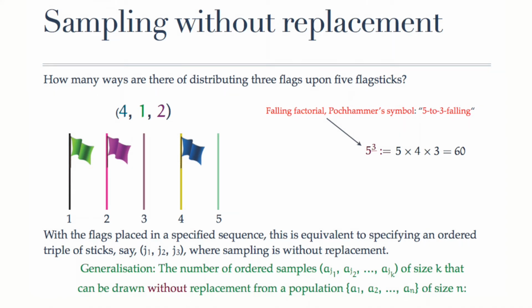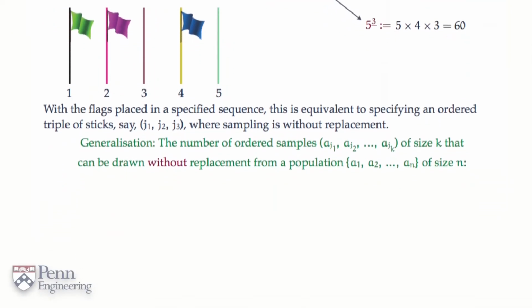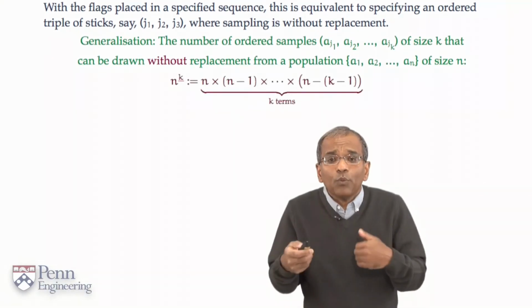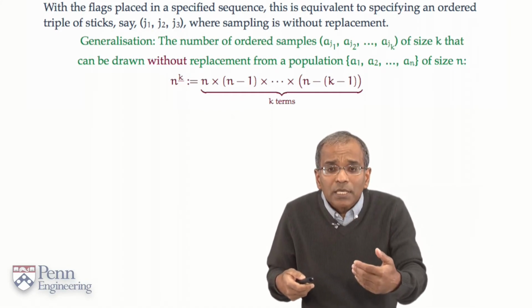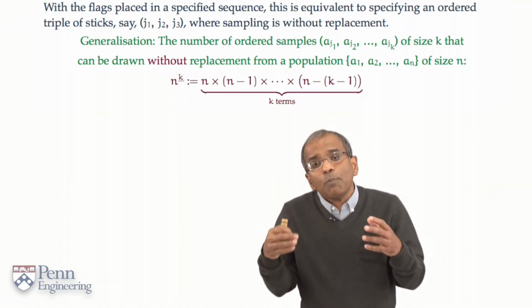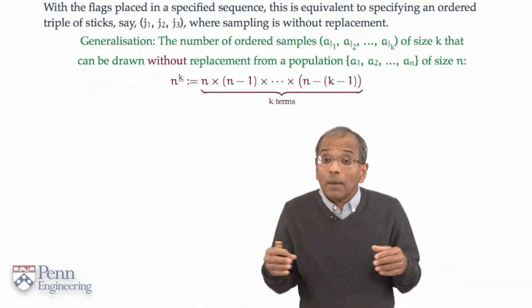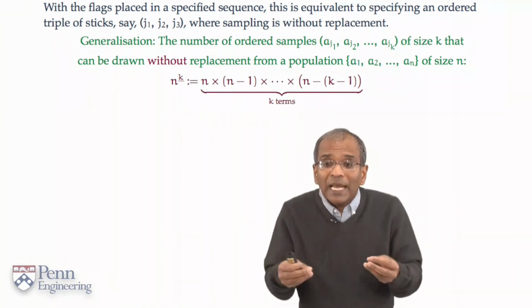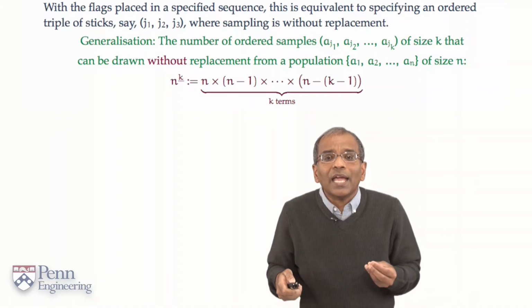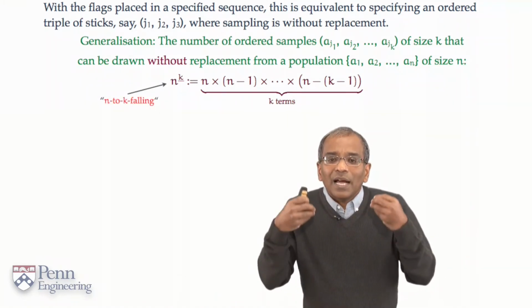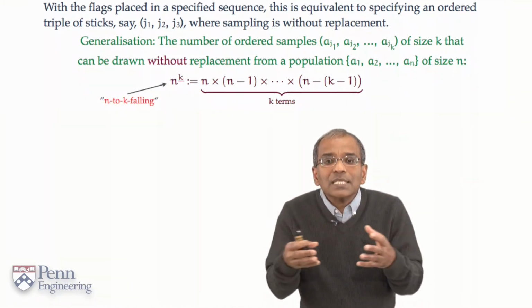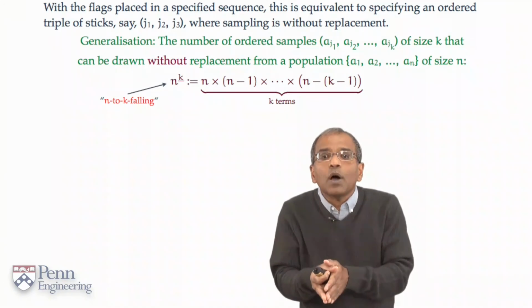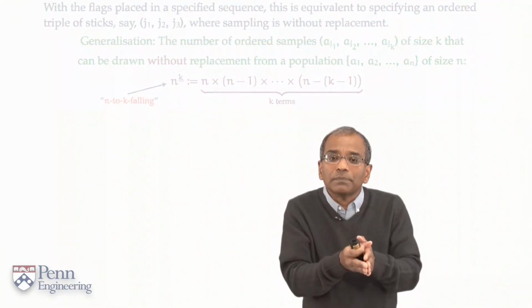The last element is selected from n minus k minus 1 elements, which have already been specified. And so here we go. The number of ways in which we can select k objects in an ordered sample from a population of size n, where sampling is without replacement, is n to the k falling: a product of k terms starting at n, each term one less than the previous term.